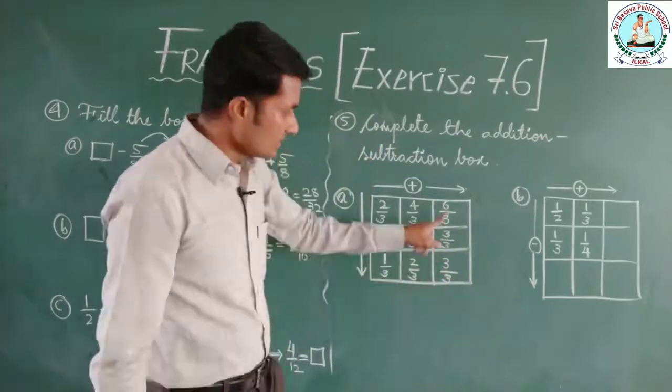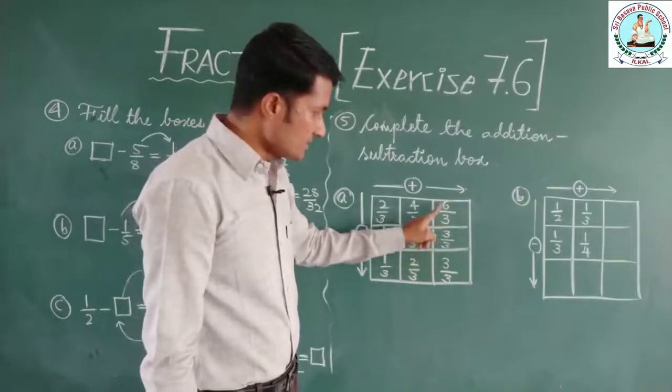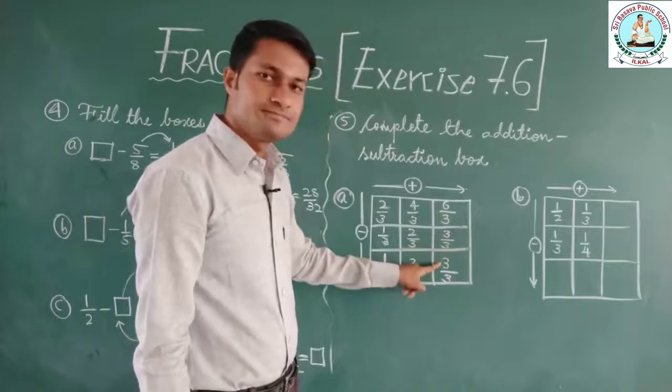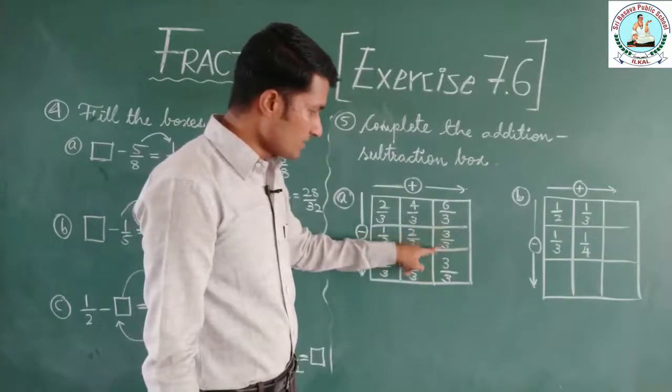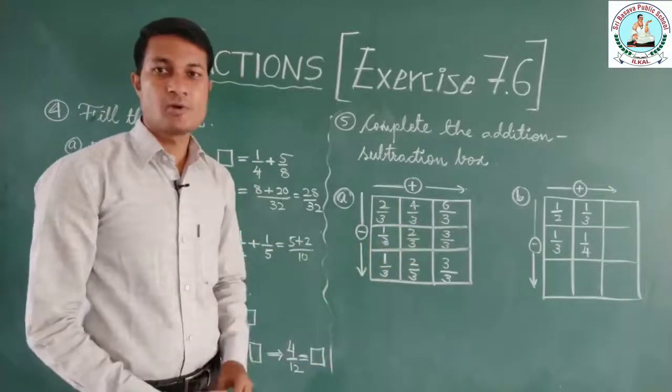You just check it. 6 by 3 minus 3 by 3. First of all, these are like fractions. 6 minus 3 will be 3. And instead of 2 denominators, write only 1 denominator. So now the box has been completely filled with appropriate answers.